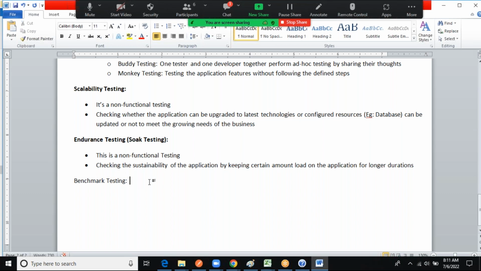There will be a certain limit or a benchmark, some limit, keeping a reference. Yes.